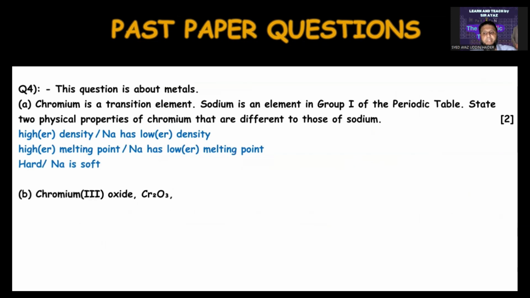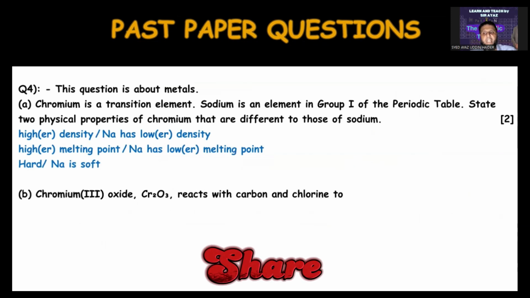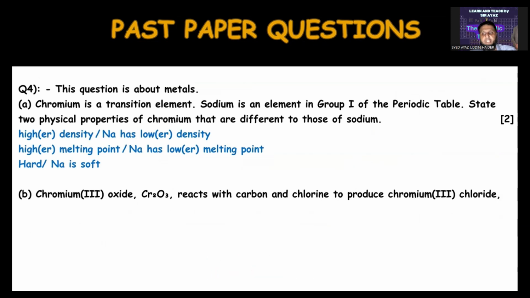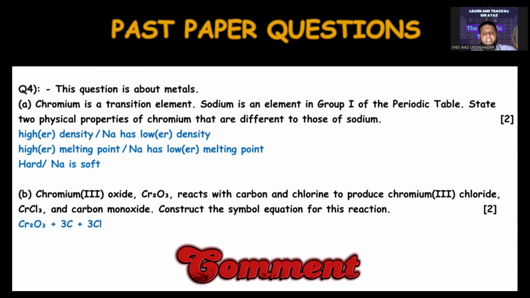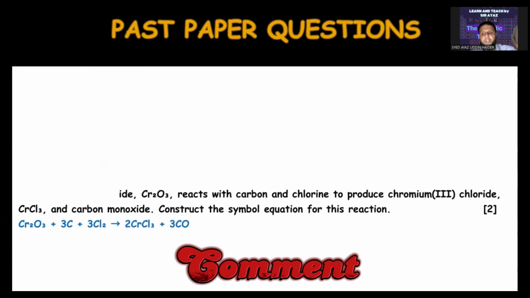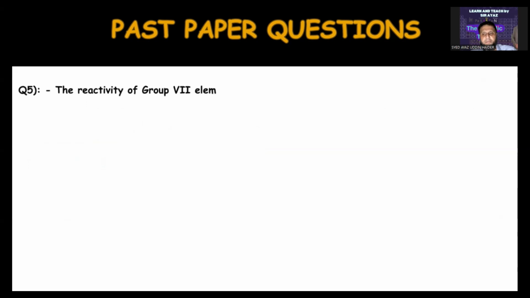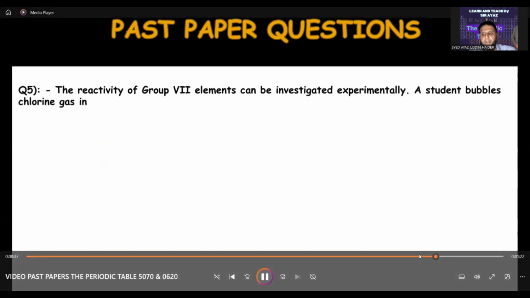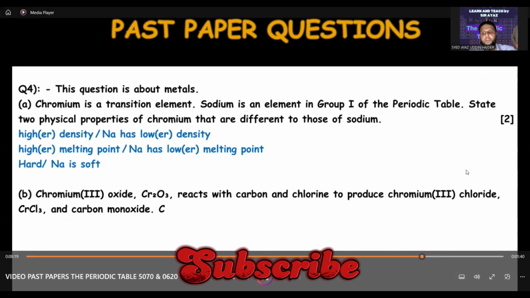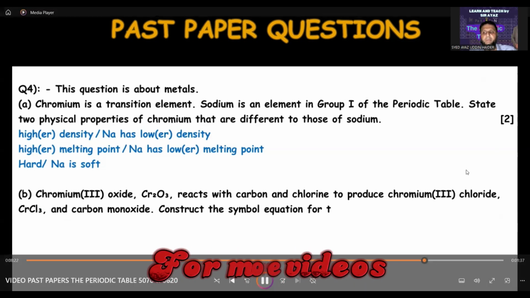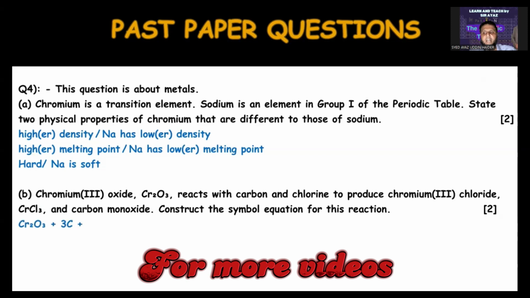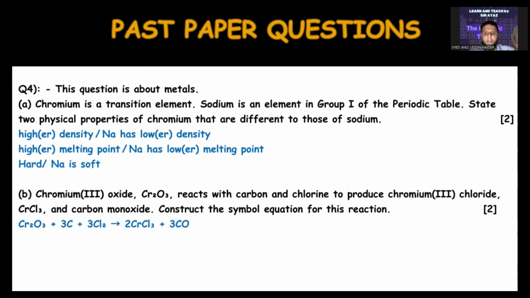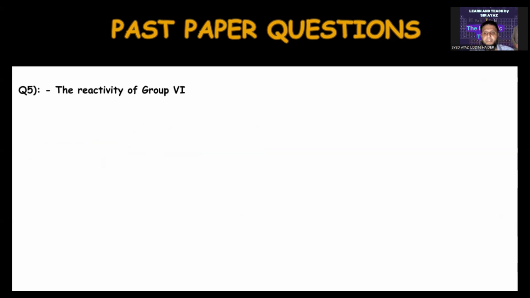Sodium is soft. Part B, chromium 3 oxide Cr2O3 reacts with carbon and chlorine to produce chromium 3 chloride CrCl3 and carbon monoxide. Construct the symbol equation for this reaction. So you write Cr2O3, they have mentioned. Symbol of carbon is C and Cl2 is chlorine. Cl2 for chlorine, and for chromium 3 chloride, you will write CrCl3. That's the product produced in this.